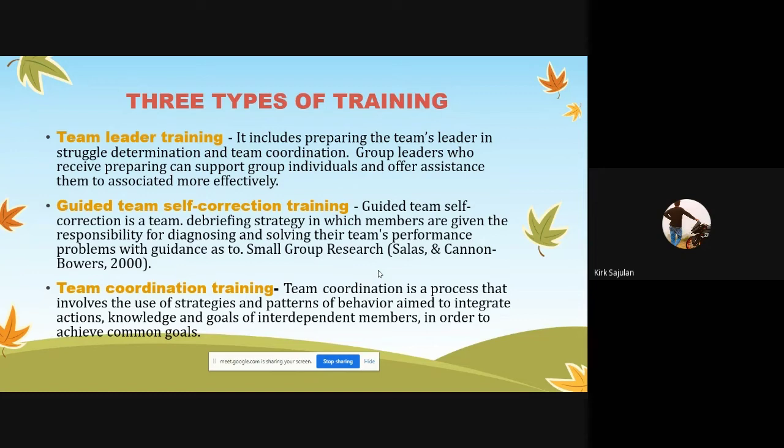Team coordination training. Team coordination is a process that involves the use of strategies and patterns of behavior aimed to integrate the actions, knowledge, and goals of interdependent members in order to achieve common goals.